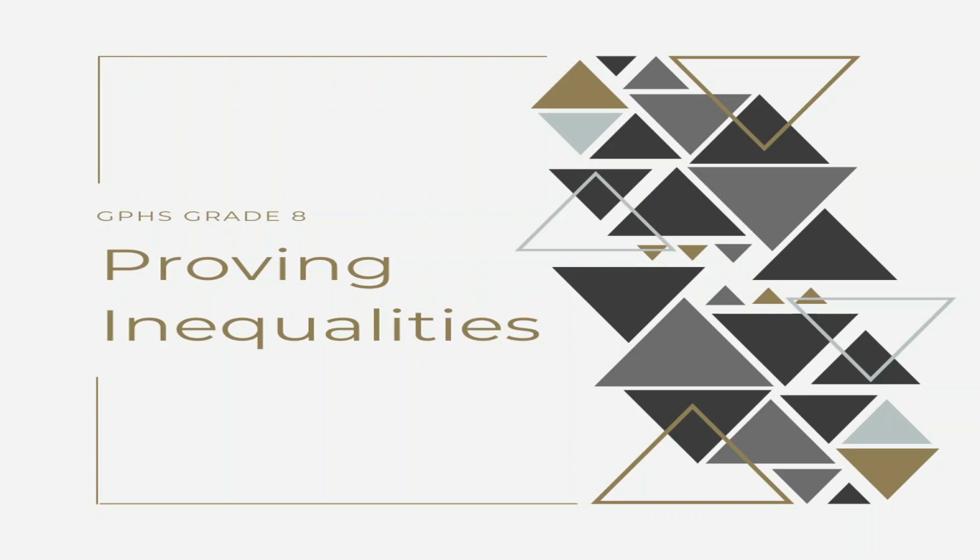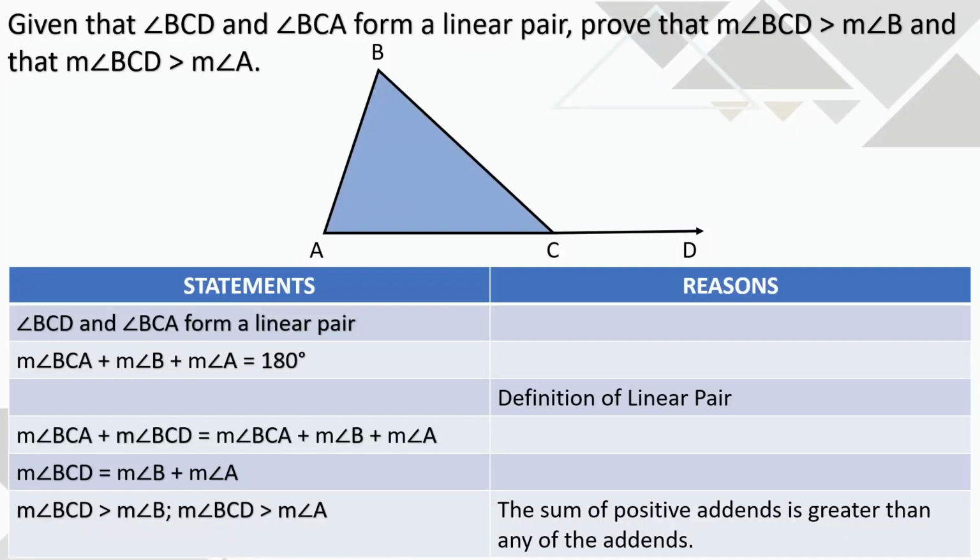Now, without further ado, for our first example, given that angle BCD and angle BCA form a linear pair, prove that measure of angle BCD is greater than measure of angle B, and that measure of angle BCD is greater than measure of angle A. Of course, we are going to start with something that we know. So our first statement is that angle BCD and angle BCA form a linear pair, and there's no other reason for us to know that except that it is given.